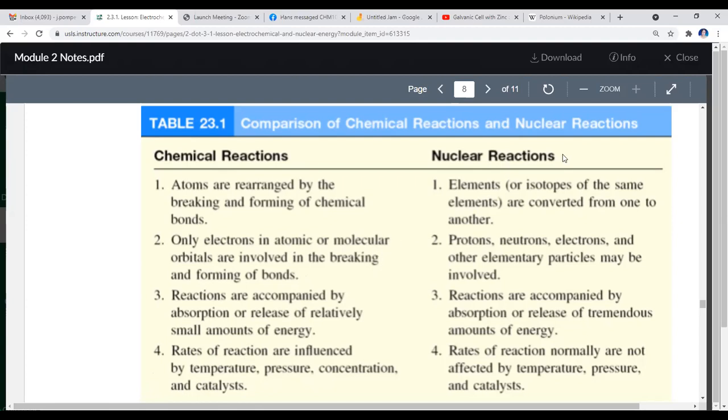Now, what about nuclear reactions? In the case of nuclear reactions, elements or isotopes of the same elements are converted from one to another. Who can tell me what an isotope is here? Anyone? It's a fundamental thing that is learned in high school. I can even remember how my chemistry teacher then taught us. What's an isotope?